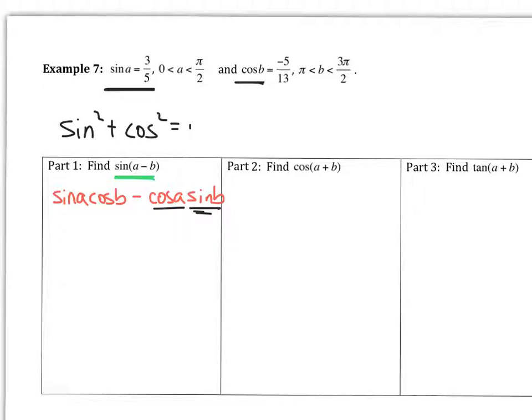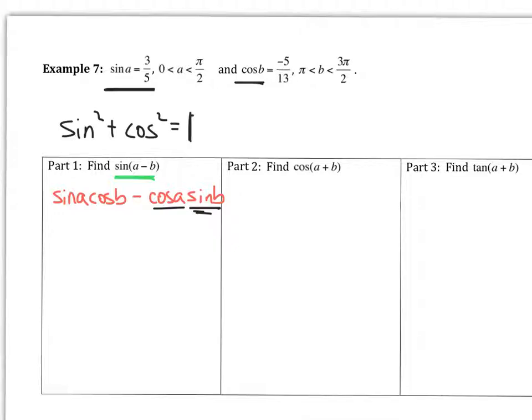And if you recognize that they're using 3s and 5s, well, you have a 3, 4, 5 Pythagorean triple. And if on the other one you notice that they're using 5 and 13, you should be thinking 5, 12, 13 Pythagorean triple. So we can either use this idea, our trig identity, or we can draw a triangle. Do you care which way we do it? It would probably be easier just to draw the triangle, right?